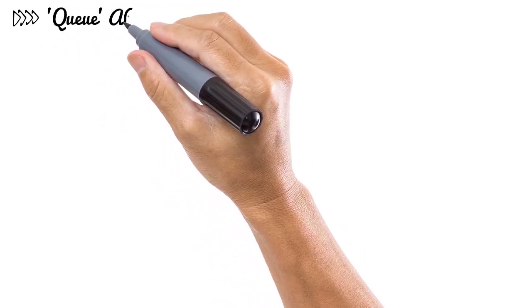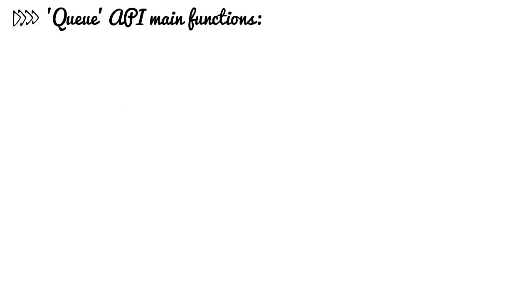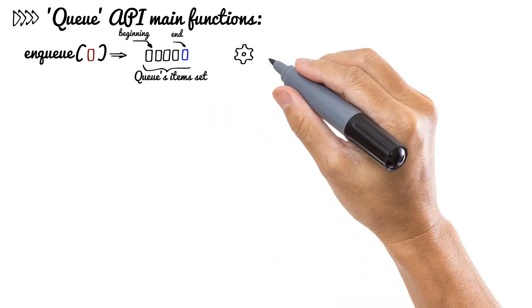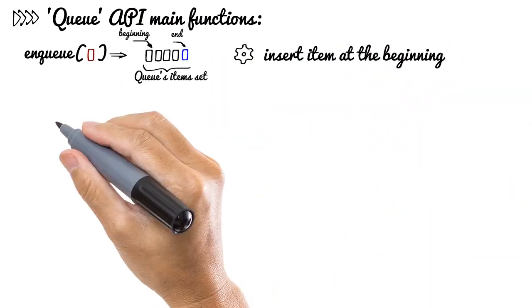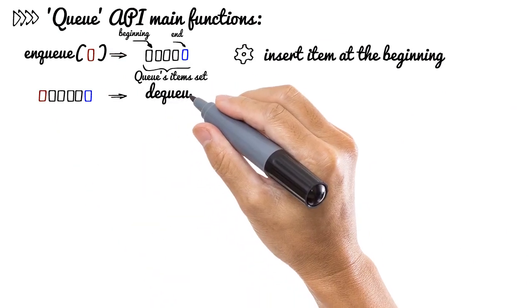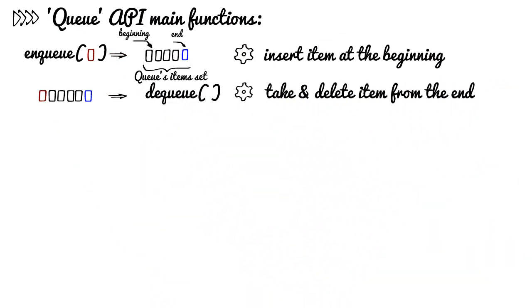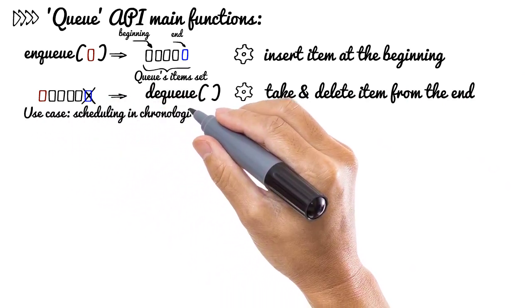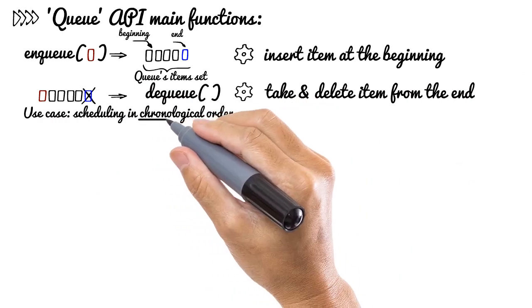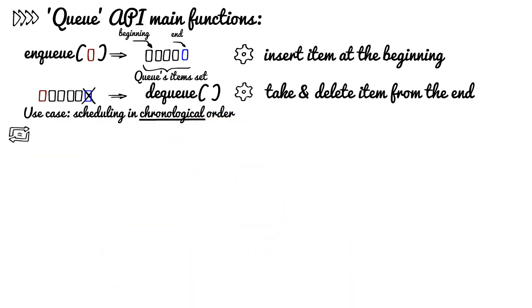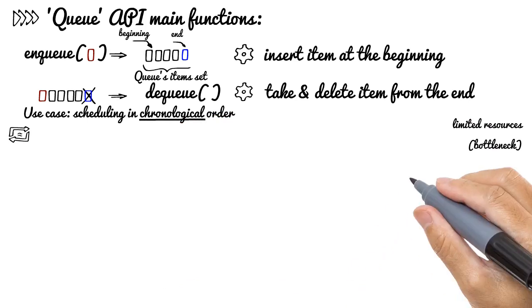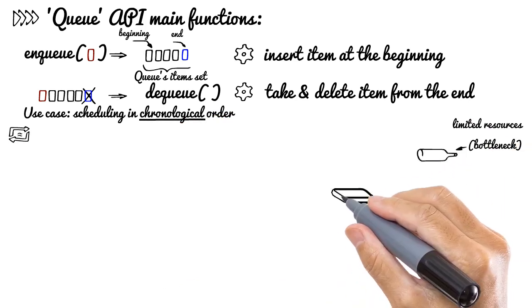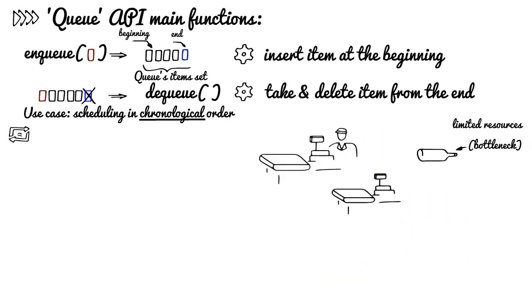What are two main functions in another queue API? Queue has enqueue function to insert item in the beginning of a queue, and dequeue function to take out and delete item from the end of queue. This structure is very helpful when you make scheduling of processes, like tasks to run in a chronological order once they were received. Imagine you have limited resources, for example cashiers in a grocery store, where there are more customers than cashiers to pay for their purchases.